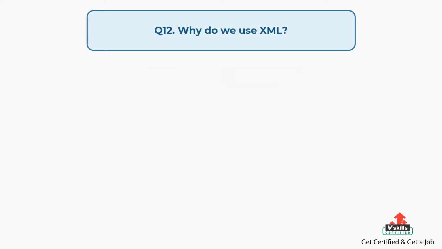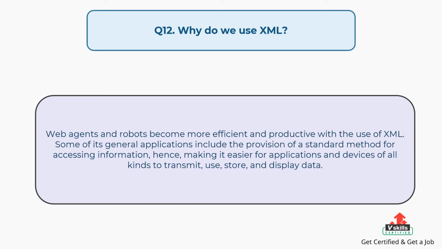Question number 12. Why do we use XML? The answer is: web agents and robots become more efficient and productive with the use of XML. Some of its general applications include the provision of a standard method for accessing information, hence, making it easier for applications and devices of all kinds to transmit, use, store, and display data.